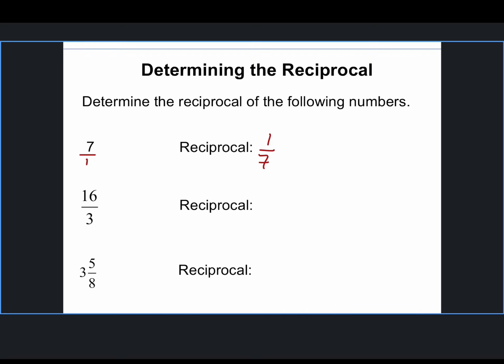If it's already a fraction, it makes it very easy, right? The reciprocal of 16 over 3 is 3/16. Now 3 and 5/8, a little trickier. 3 times 8 plus the 5. We can't flip it yet. So 24 plus 5 is 29 over 8. So our reciprocal is 8 over 29.